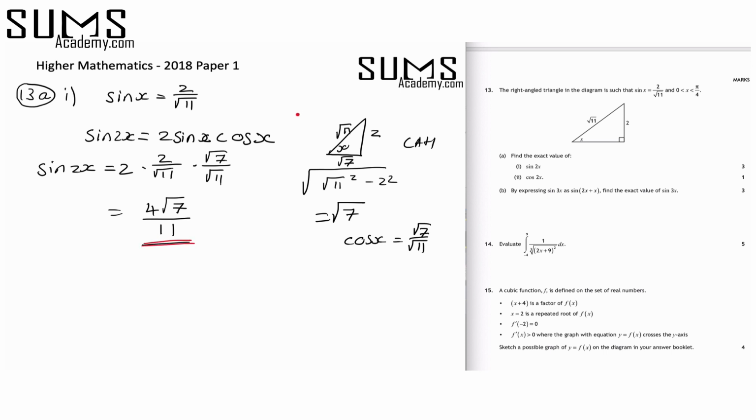Okay, so where do you get the marks from? Well, you get a mark for finding cos x, then you get a mark for substituting them into the right equation, then you get a mark for your final answer.